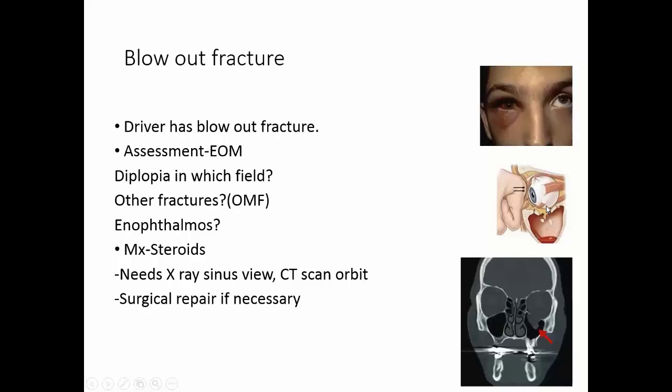So this force is enough to fracture the thin orbital floor, and the orbital contents can jump into the maxillary sinus. Sometimes there are a lot of other fractures, like fractures of the rim, and then the work goes to the OMF surgeons.